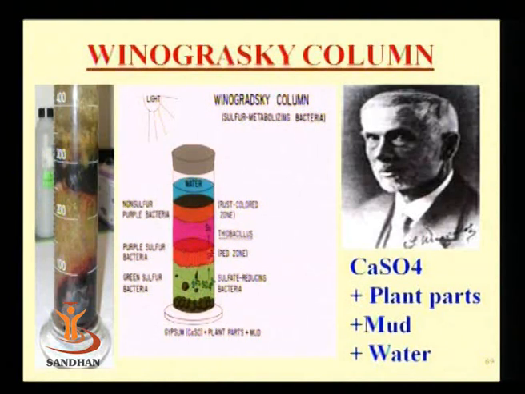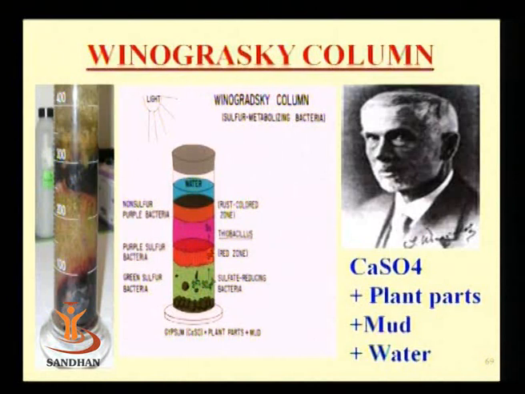Winogradsky column. It is a lab technique used for the study or cultivation of sulfur metabolizing bacteria, developed by the scientist Sergei Winogradsky. He used calcium sulfate, plant parts, mud and water, added them in a column and incubated the column at room temperature under sunlight.